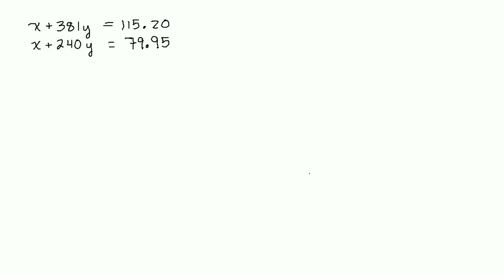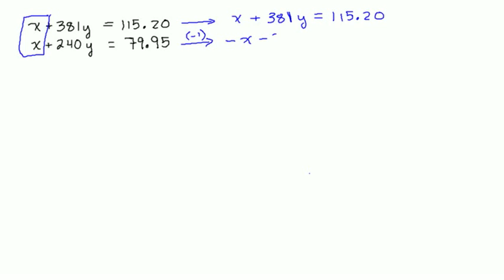Okay, so we have this system of equations. We don't have to think about where it came from while we're trying to solve it. I would choose to target the x variable, which means I'm going to multiply one of these equations by -1 to make that coefficient negative. I'm going to choose the second equation just because I can tell that I'm going to get a positive coefficient of y that way. So the first equation will stay x plus 381y equals 115.20. And the second equation becomes minus x minus 240y equals negative 79.95.